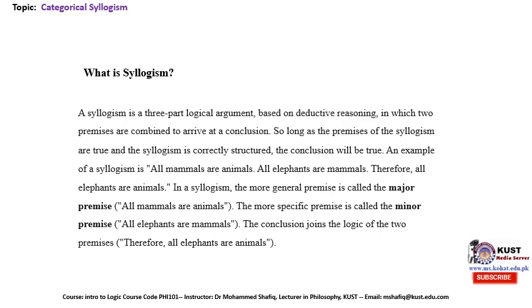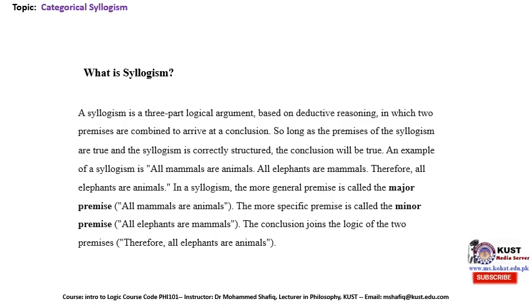Deductive arguments are those arguments in which the premises support the conclusion conclusively, and that basically means if the premises are true, the conclusion will be 100% true. So, a syllogistic argument being a deductive argument is the one of which the conclusion is 100% true if the premises are true.